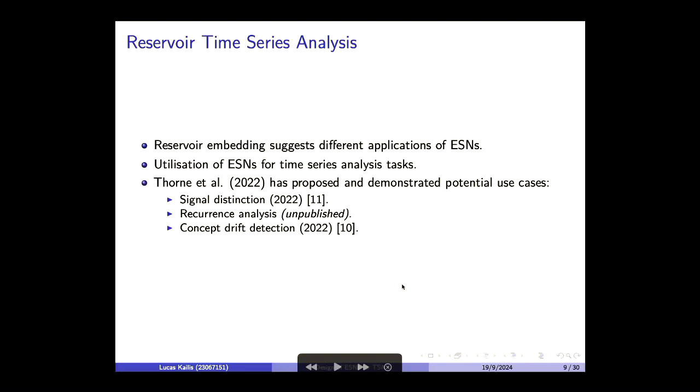Signal distinction, which is about separating between 2 different input signals, recurrence analysis, and then concept drift detection.